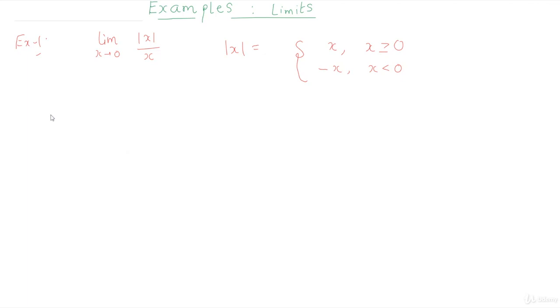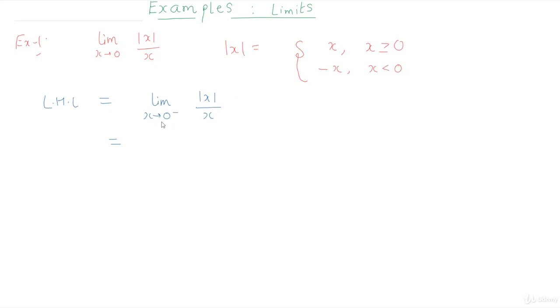The condition is that both the left hand limit and the right hand limit should be equal for the limit to exist at this point. So first of all, let's evaluate the left hand limit. According to our definition, the left hand limit will be limit x approaches to 0 negative of mod x over x. Okay, so this is like this, and we can now open this mod x according to the value of x.